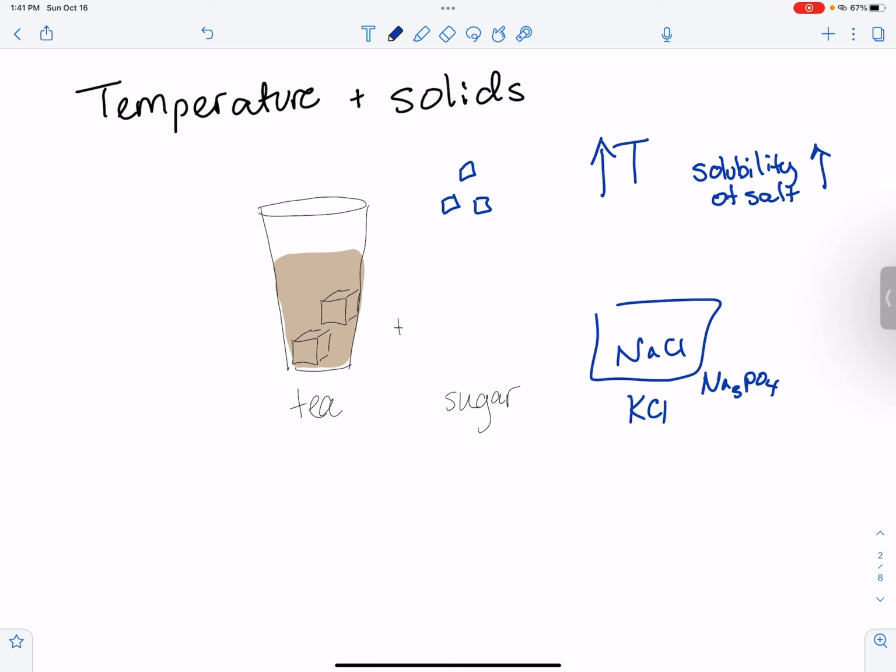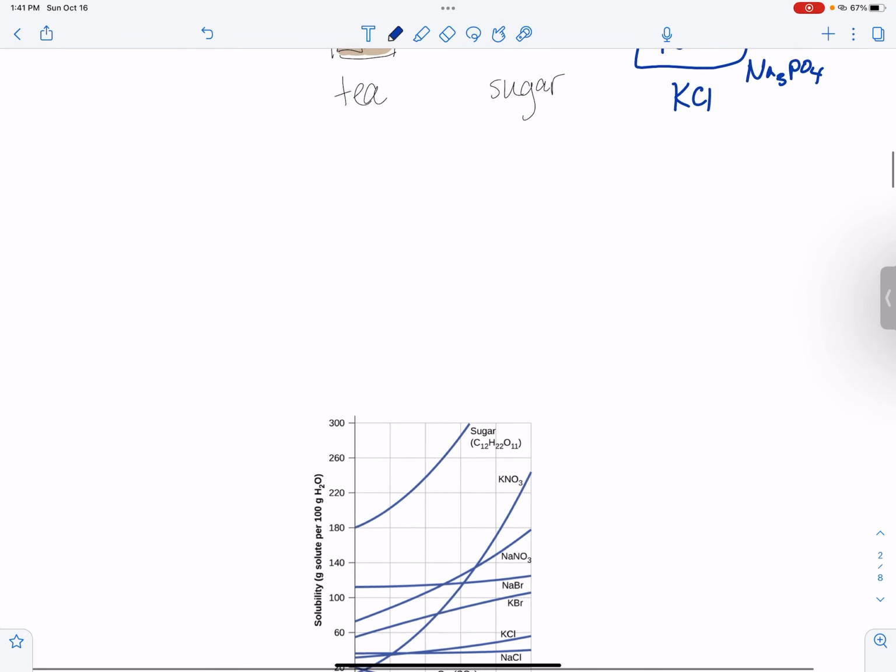So that's one of the few exceptions. So every once in a while you'll get a baseline. And there are a few salts that prefer and will increase solubility when they get cold. But for the most part, like the majority of salts, you add solid at a good temperature and it increases. And we've got a lovely little graph.